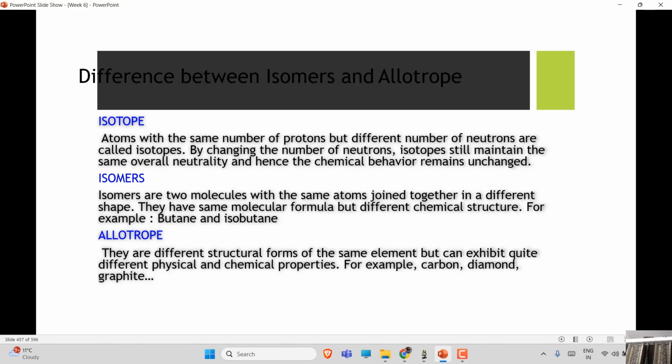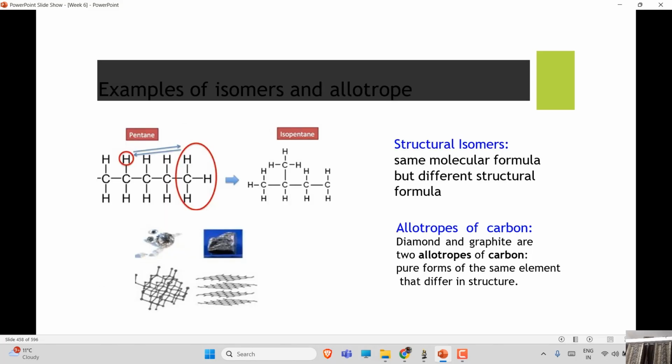Then we have allotropes, which are different structural forms of the same element but can exhibit quite different physical and chemical properties. For example, carbon: diamond, graphite. These are nothing but allotropes. Structural isomers will have the same molecular formula but different structural formula. Allotropes like diamond and graphite are two allotropes of carbon, pure forms of the same element but different structure.